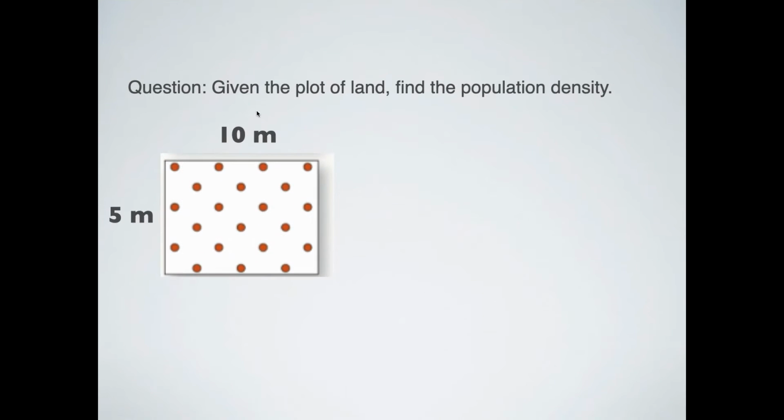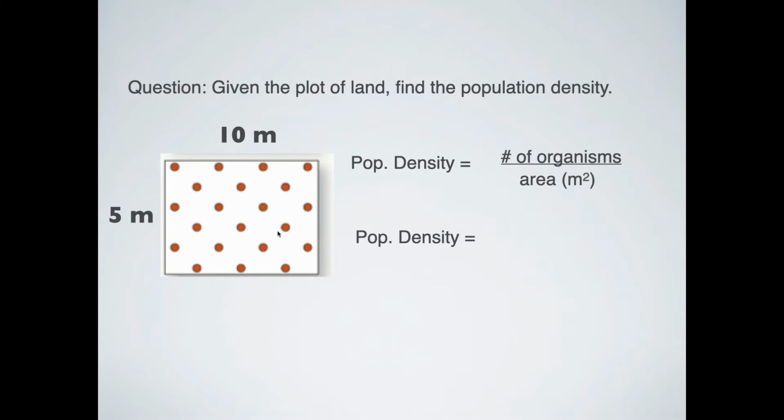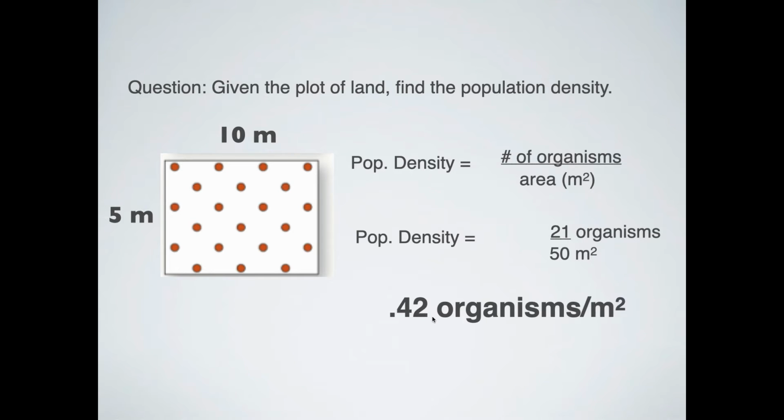And so here we go. Here's our plot of land. We have a 10 meter by 5 meter plot of land. What's the population density of this plot of land? Well, let's count how many organisms we have. And let's divide by the area in meters squared because these are both meters. So count, and I got 21 organisms. 10 times 5 is 50, so 50 square meters. That's about 0.42 organisms per square meter. And again, this is a totally appropriate way of writing population density.